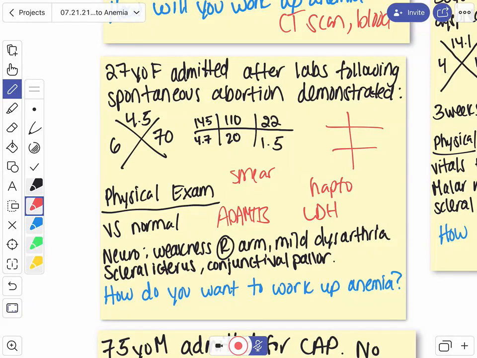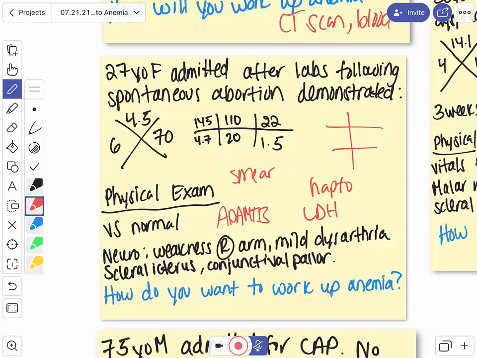So thinking about that, and then her creatinine is 1.5, which could suggest renal involvement. She's not febrile, but definitely has some signs of it.